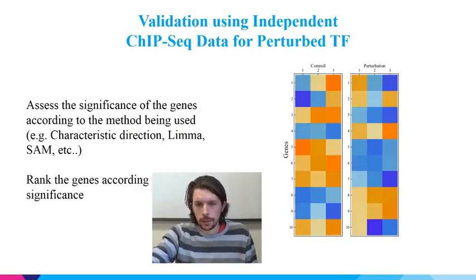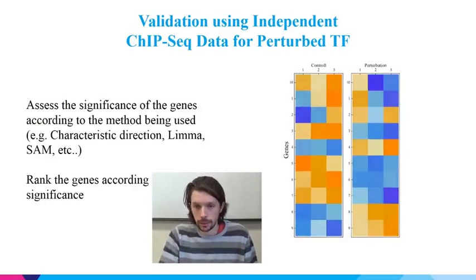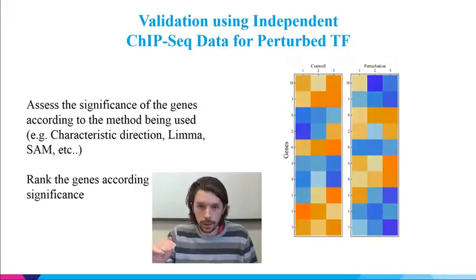So the first thing we do to evaluate a method of differential gene expression is we rank the genes according to the method's perception of its significance in the differential gene expression. So here in this movie, we can see that we've moved the most significant gene to the top of the list and the least significant gene to the bottom.